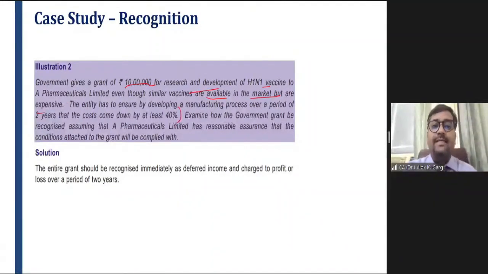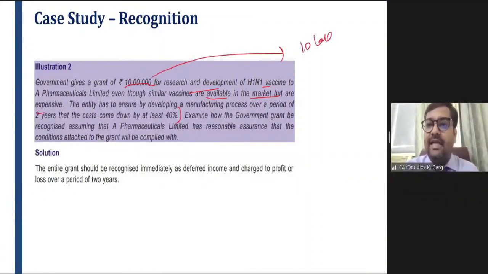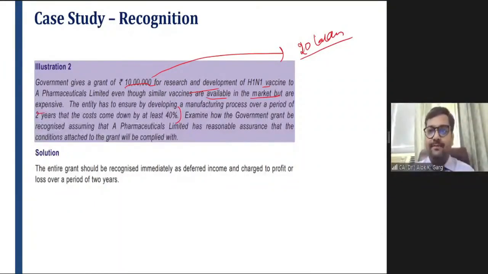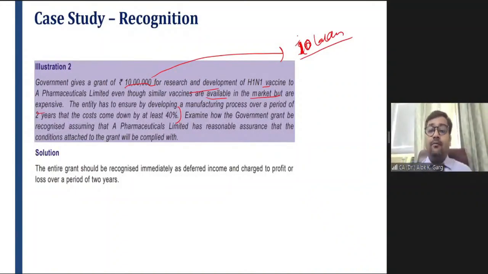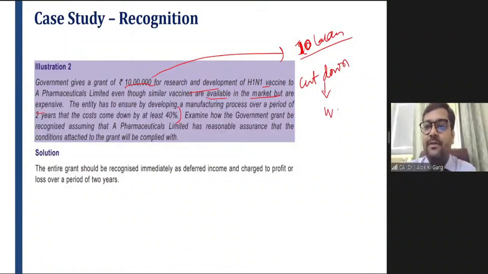See, the government has given a grant of rupees 10 lakh. Money has been received. Mr. Fernandez, Shraddha, Tejal, 10 lakh rupees has been received. But what is the condition? In the market, the vaccine is available, but it is very costly. So the condition is to cut down the cost by 40%, so that the society will get this vaccine at a reasonable, cheaper price. And this cost should be cut down over a period of 2 years.